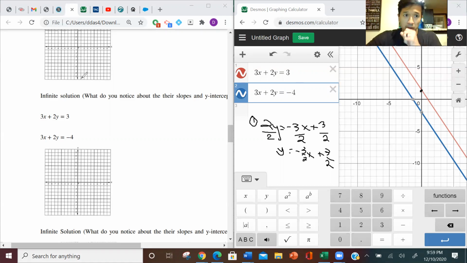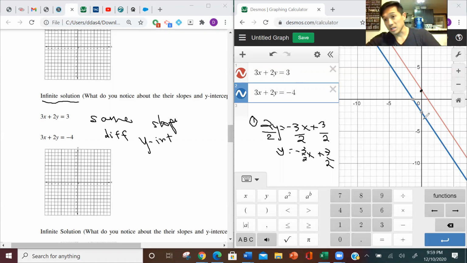So remember, for no solutions, what we know is that they have same slope, different y-intercepts. I'm going to write this, different y-intercepts. So this is how they look. That's parallel lines, okay? Parallel lines do not look like this. What that means is that eventually these lines will meet up. They just don't seem to show it on the graph.